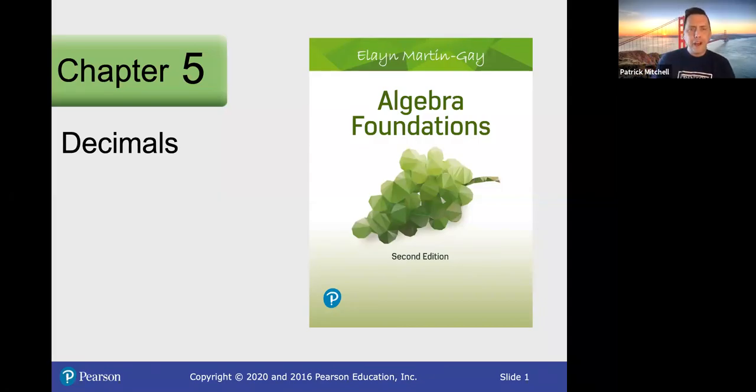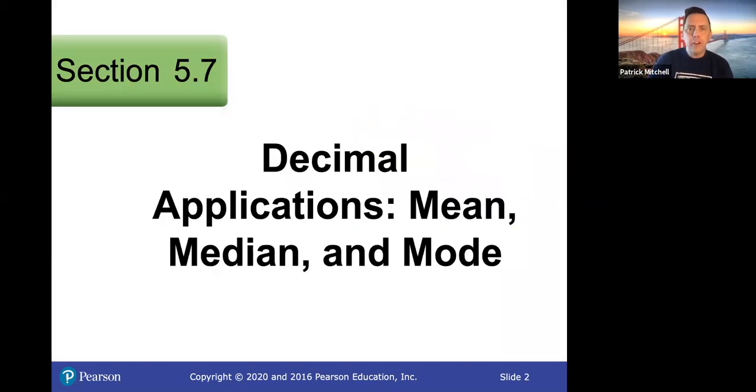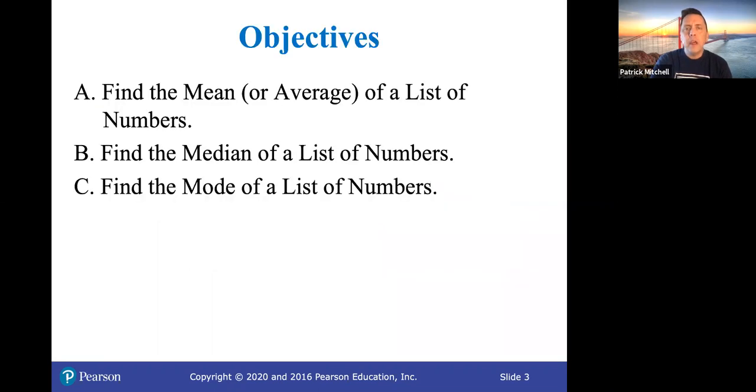We are finishing up Chapter 5 today on decimals by looking at some decimal applications, namely the mean, median, and mode. So this will be really useful for those of you who will be going on to take statistics. The objectives in this section are to find the mean or average of a list of numbers, find the median of a list of numbers, and find the mode of a list of numbers.